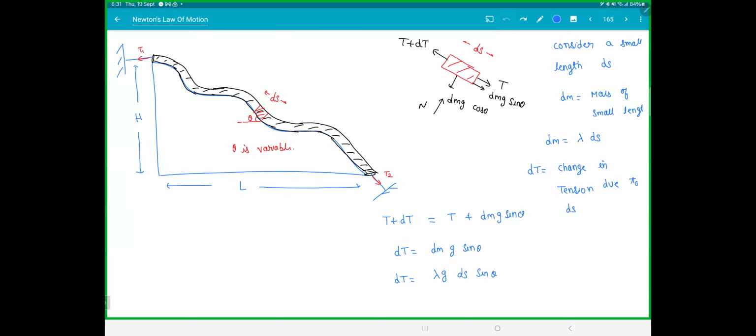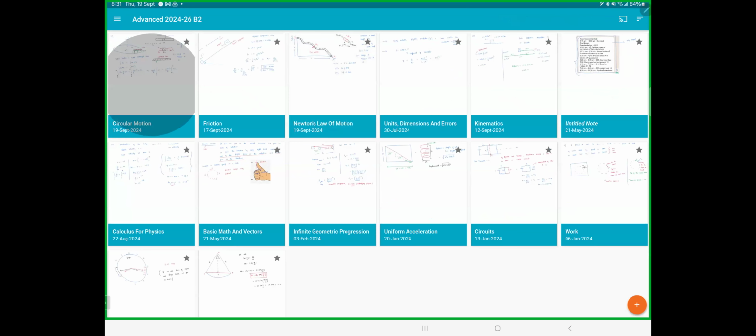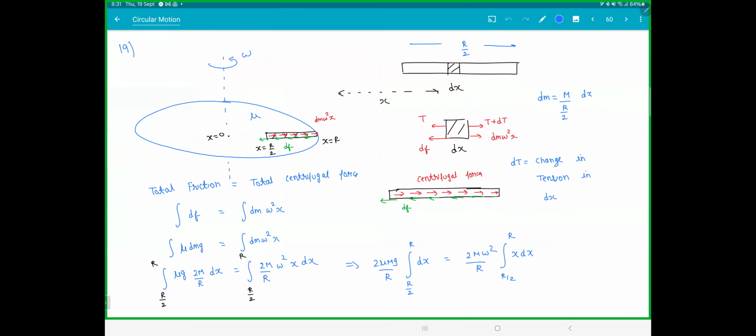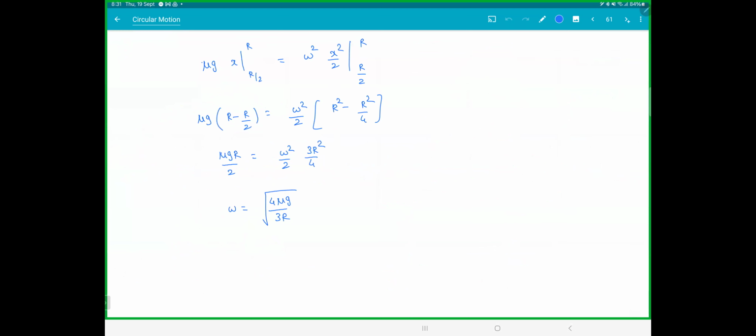When you take a small part of the string, on both the sides the tension has to be different. So we indicate that by saying, boss, there are 2 parts. Clear, everyone? Sir, because it has mass. All clear with us?